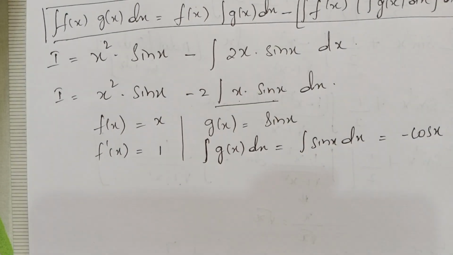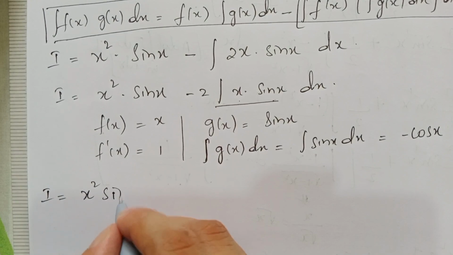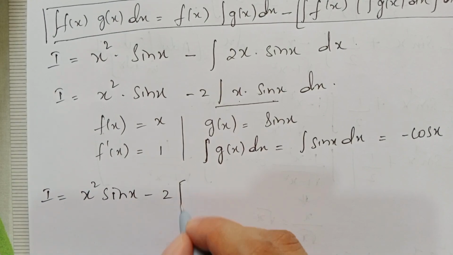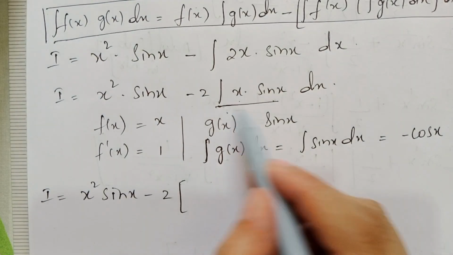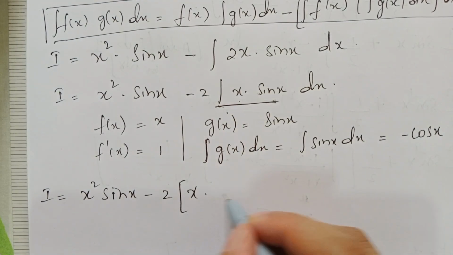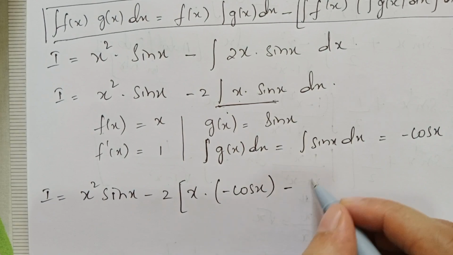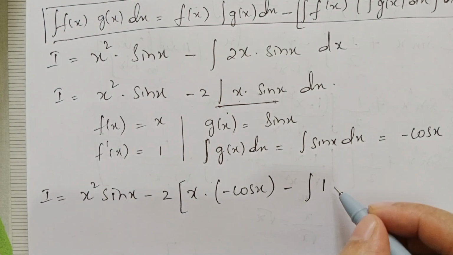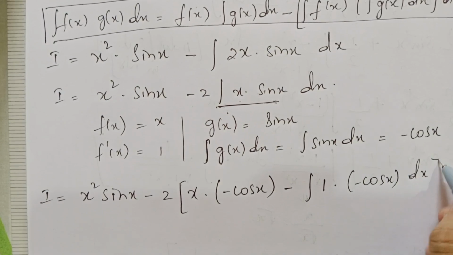So now this is equal to x square into sin x minus 2, f of x value, which is equal to x. Okay, we are solving this. So it is x into the integral g of x value, which is minus cos x, minus integral f dash of x, which is 1, into, again, minus cos x dx, right?